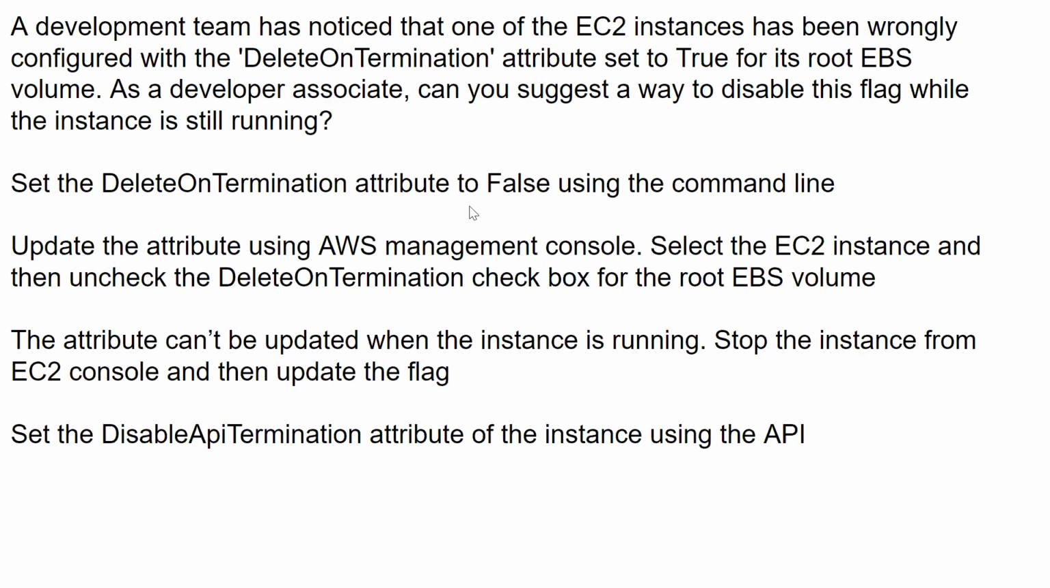Set the delete on termination attribute to false using the command line. Update the attribute using AWS Management Console. Select the EC2 instance and then uncheck the delete on termination checkbox for the root EBS volume. The attribute can't be updated when the instance is running. Stop the instance from EC2 and then update the flag. Set the disabled API termination attribute of the instance using the API.